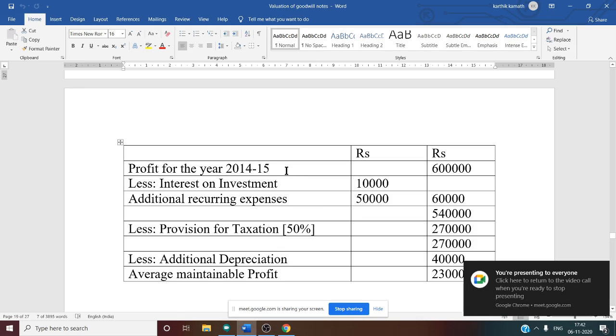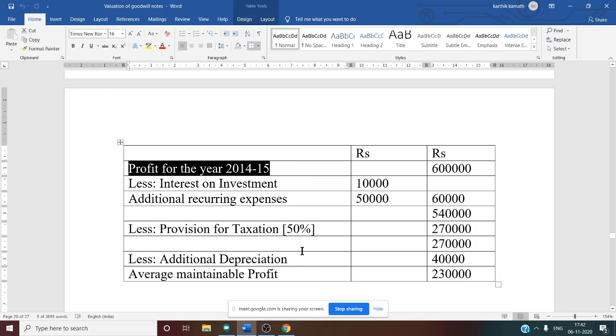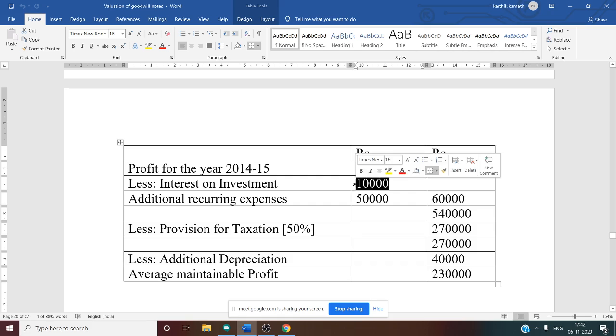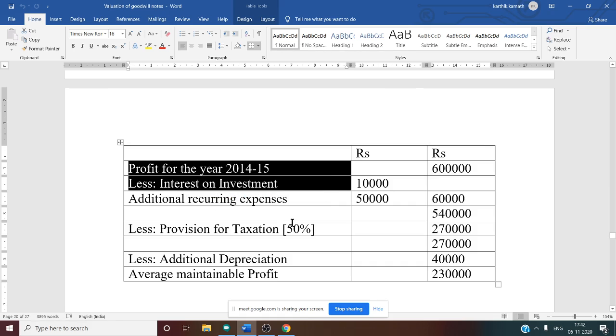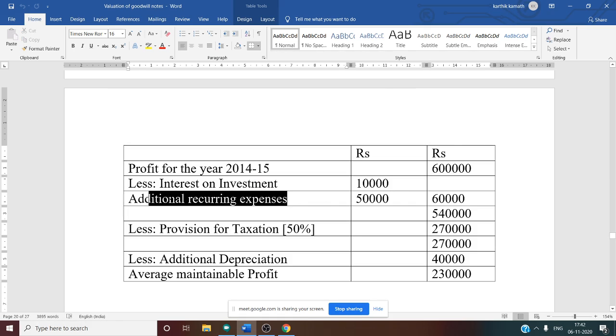So first thing, whatever is given in the adjustment we are going to write, that is profit for the year 2014-15 is 6 lakh. This is given in the adjustment, very clear. And 10,000 is included in this 6 lakh, that is also stated in the adjustment. That is why this 10,000 we are going to deduct. That is nothing but interest on investment deduction, 10,000. And the next deduction is additional recurring expenses. This also we need to minus. That is 50,000 because it's an expense. So 6 lakh minus 10,000 minus 50,000, you will get 5 lakh 40,000 as a remaining balance.